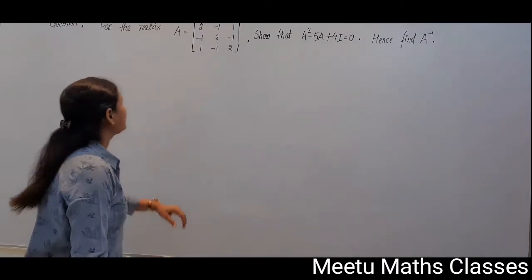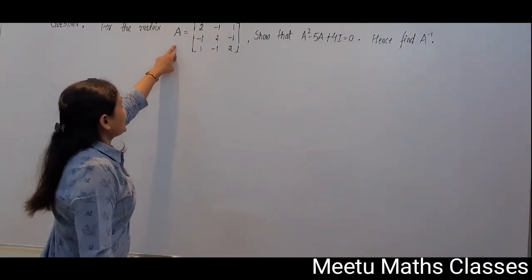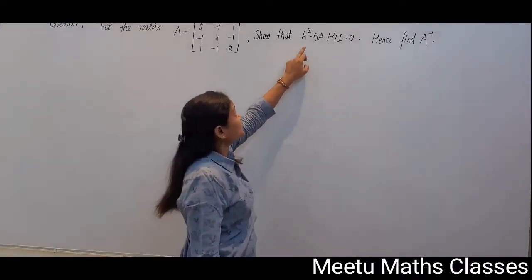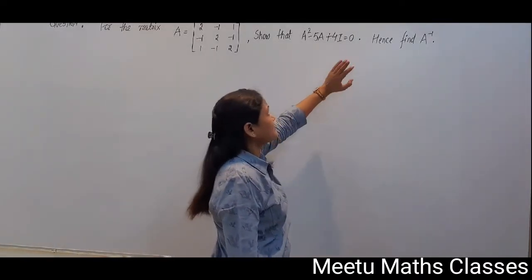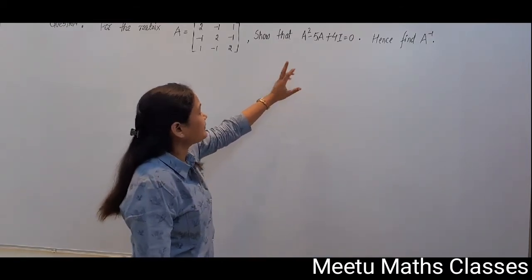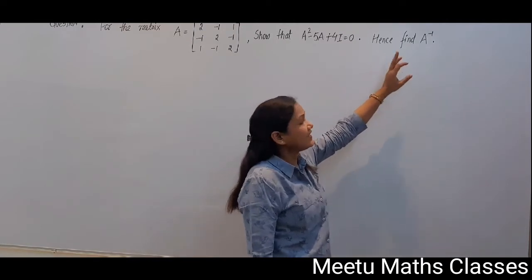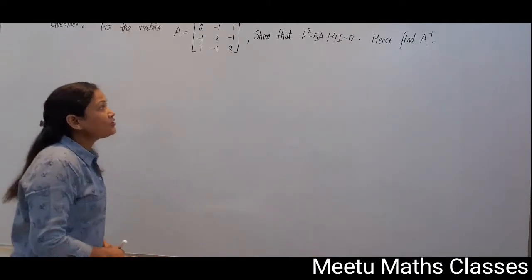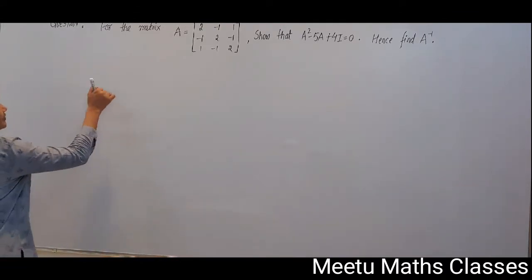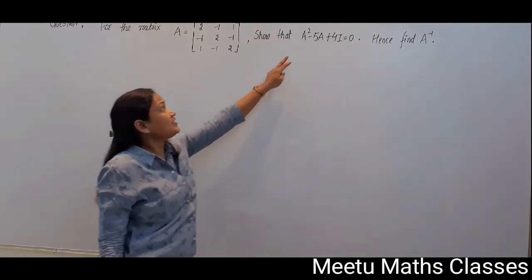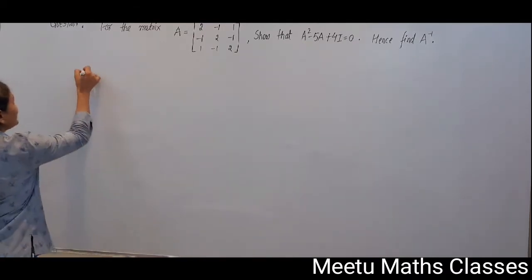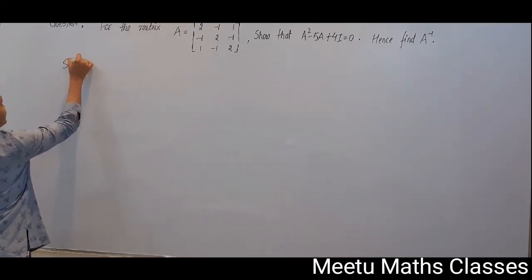Your question is, for the matrix A, you are given a 3 cross 3 matrix A, show that A square minus 5A plus 4I is equal to a 0 matrix. First of all, you have to verify this equation and hence find A inverse. So, we have to first verify this equation, and in this equation we have to put A square. So, let us try to find out A square first.